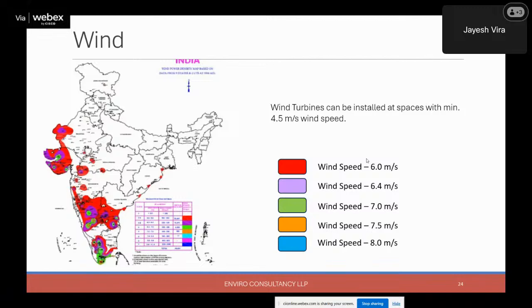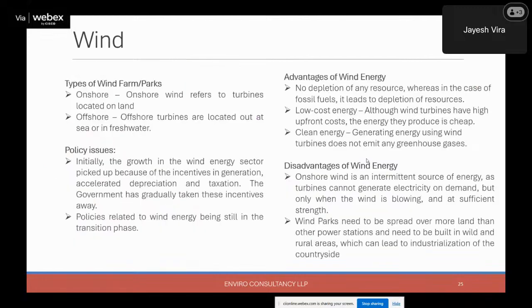The minimum wind speed at which energy starts generating is about 4.5 or 5 meters per second, and these are the areas where I can put wind farms, wherein the wind speed is in excess of 6 meters per second. Different types of wind farms or wind parks: onshore is basically the turbines that you install on the land. Offshore is the turbines that you put at sea. There are also other types of wind turbines, which I'll deal with in the next couple of slides.